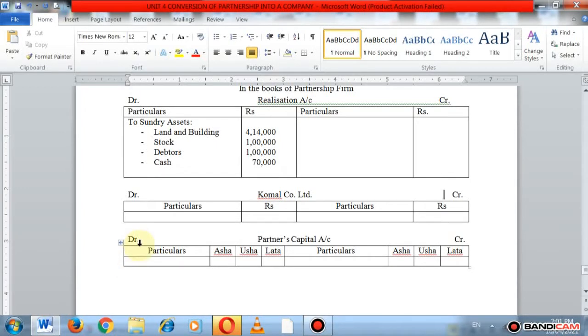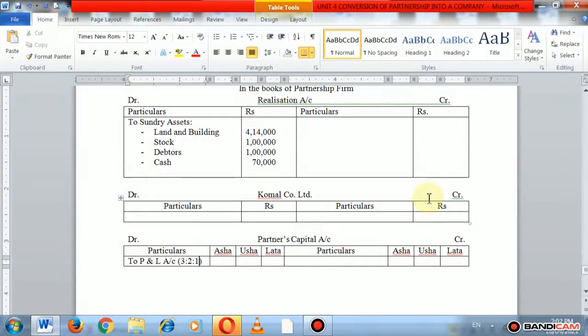So the entry for transfer of last year's profit to the partners is partners capital account debit to profit and loss account. So we transfer the profit to the partners of the partnership firm. So here profit and loss account is distributed as per the ratio 3:2:1.